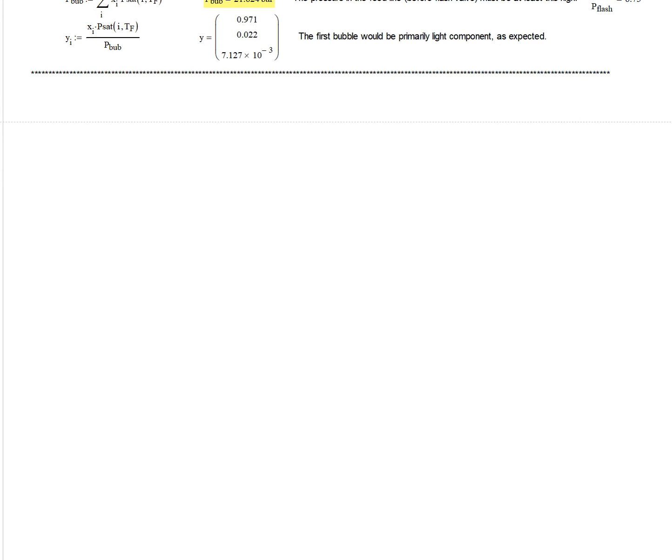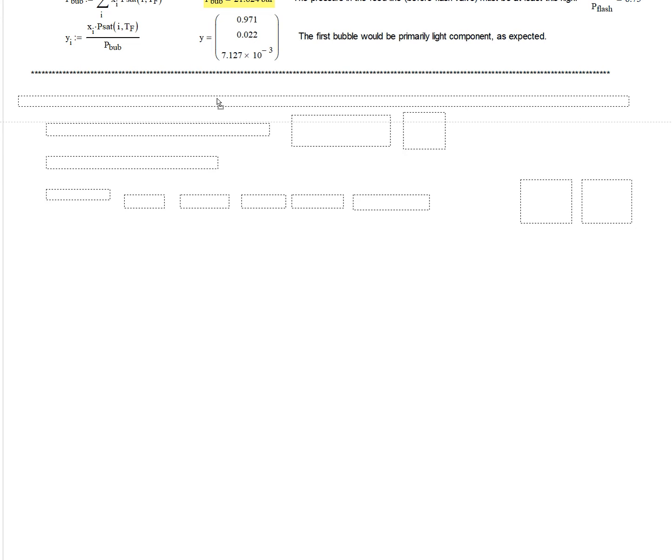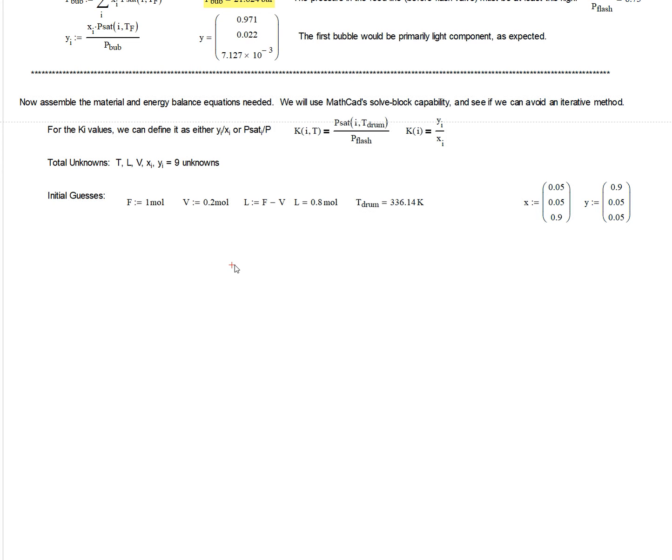So now we can start to actually solve this big system of equations. We're going to use a MathCAD solve block so that we can avoid having to do iterative calculations. Remember, for Raoult's law, we can define the relative volatility in terms of the ratio between the saturation pressure and the total pressure. And we should realize that we have 9 unknowns in our system.